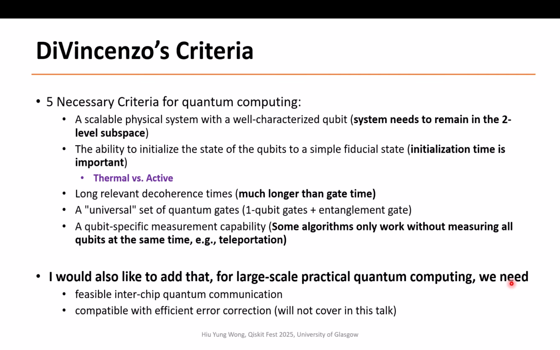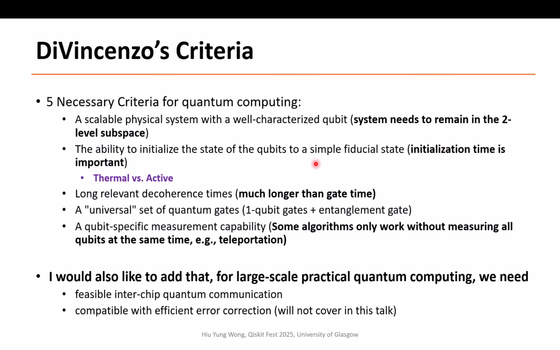First, you need to have a well-characterized qubit space. You have 0 and 1, right? You can have many levels, but you need to make sure that during the operation, it won't go to another level that you don't want. Basically, you want to confine it in a 2-level subsystem.